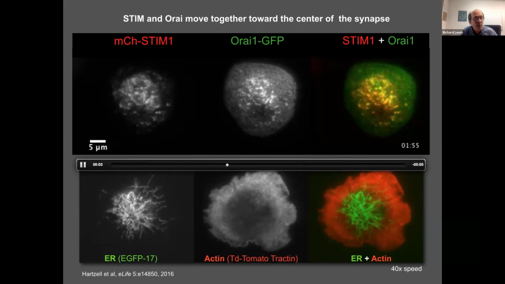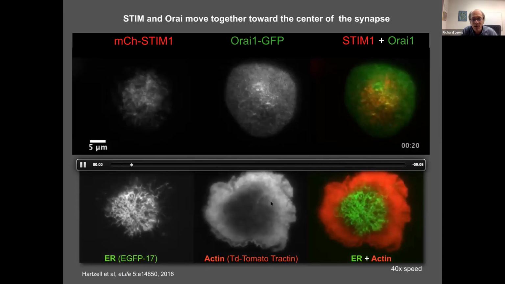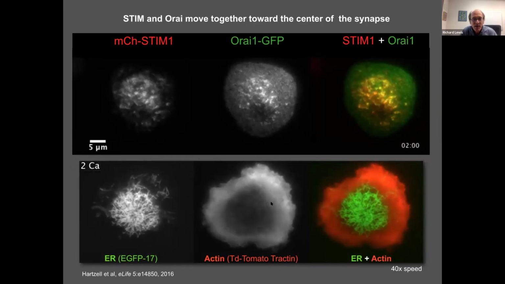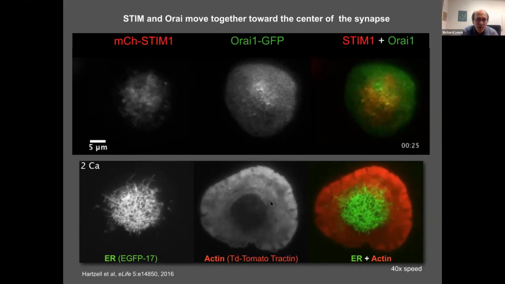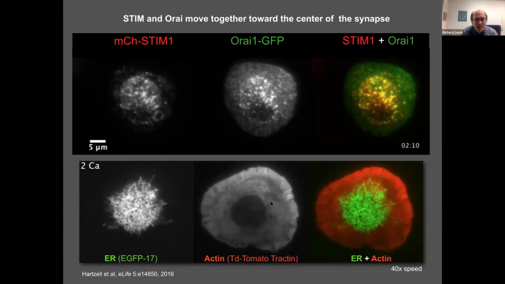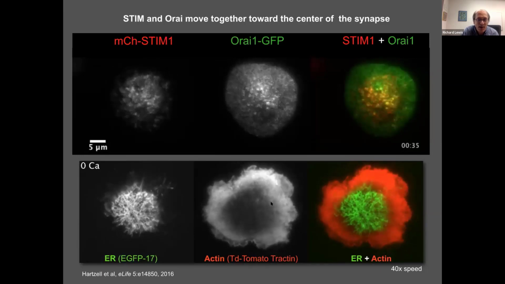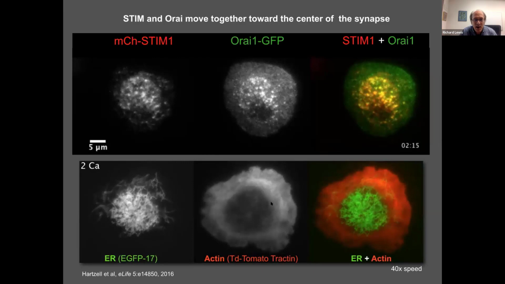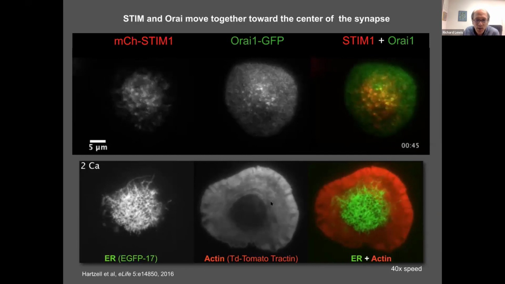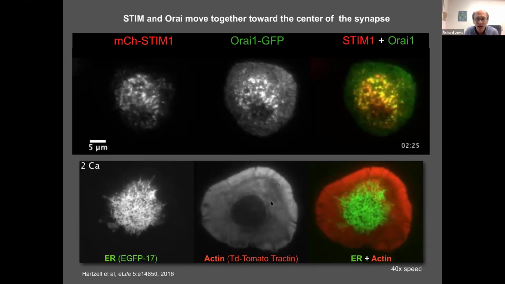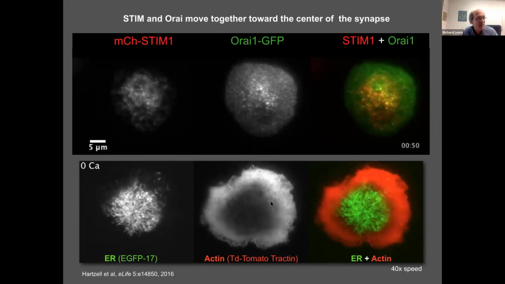The details of the mechanism haven't been worked out, but calcium increases. Let me just show you this first. This shows that in the absence of calcium, as it will recycle here in a second. Come on. Here, in the absence of calcium, ER tubules extend all the way to the periphery, but once calcium is present, the advancing wall of actin pulls the ER tubules back towards the center and concentrates the ER and ER-plasma membrane junctions and STIM and Orai to the center of the synapse.